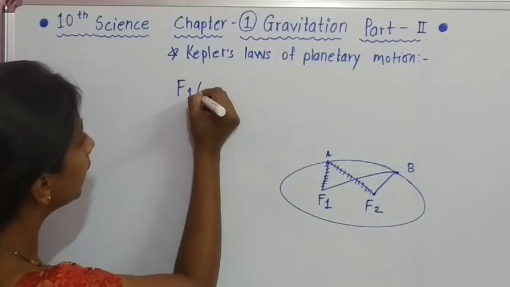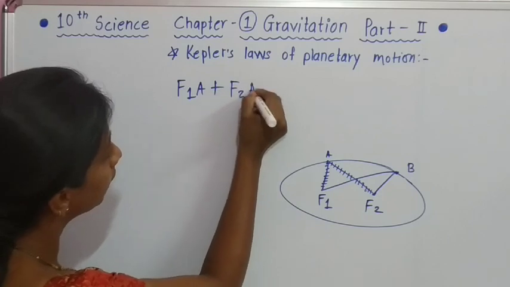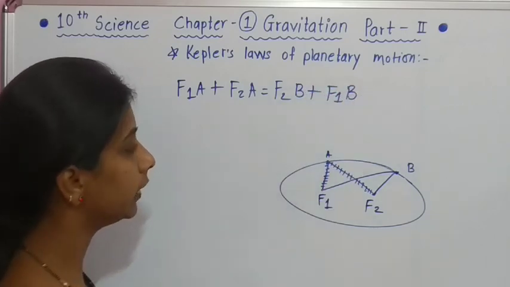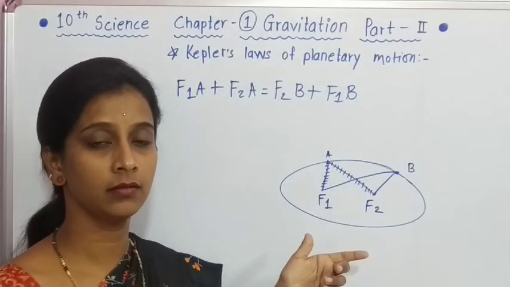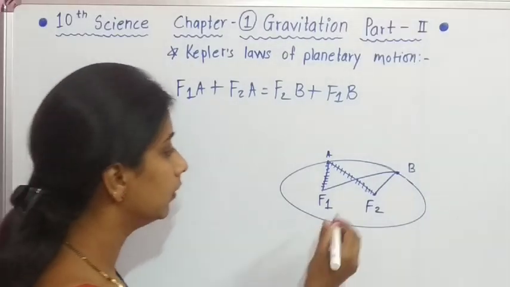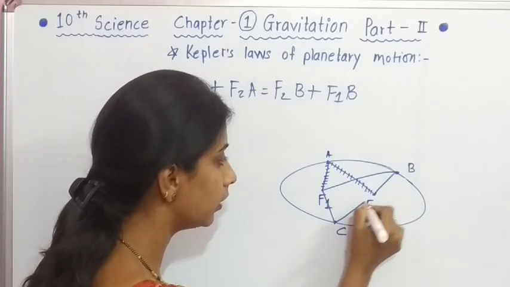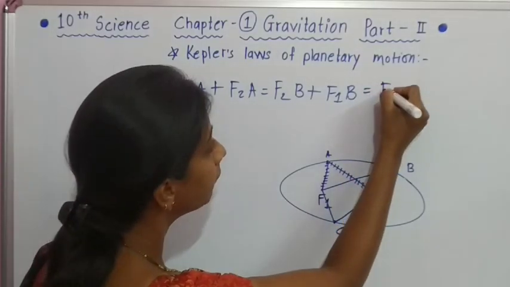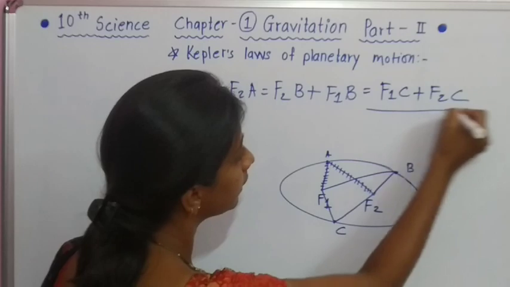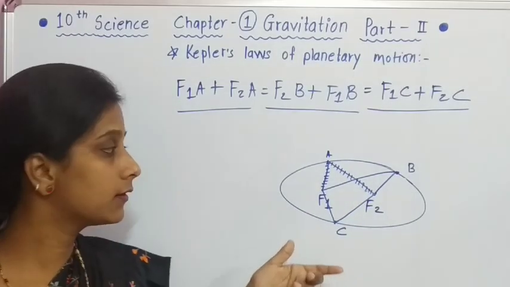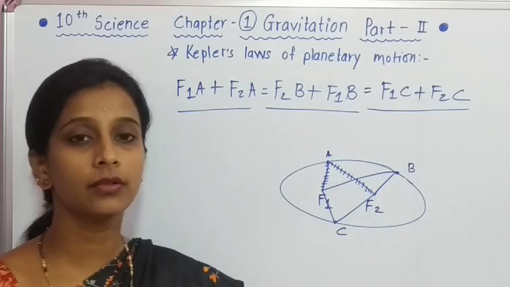See here, F1A plus F2A is equal to F2B plus F1B. Okay, it means if we take any point on the ellipse, the sum of its distances from both of the foci is equal. Let's suppose we take another point, that is C. Then when I move from F1 to C and C again to F2, this distance is again equal to both these distances. It means F1C plus F2C is equal to these two distances. Understand? If we take any point on the ellipse, then the sum of its distances from both foci is equal. So this is about the ellipse.